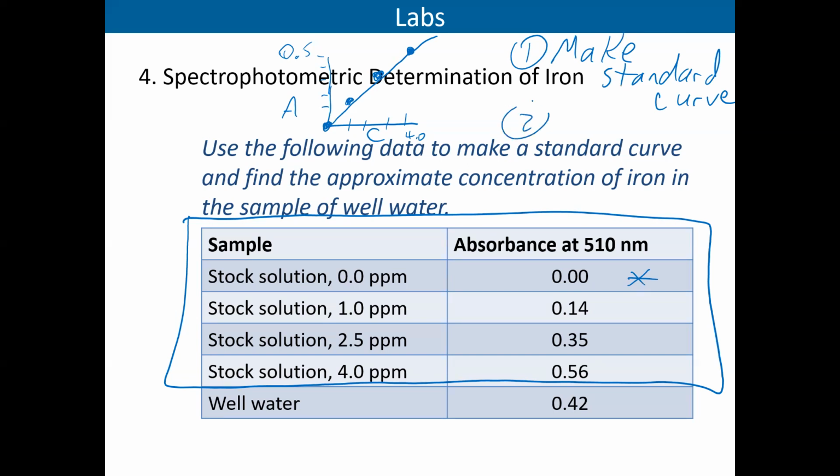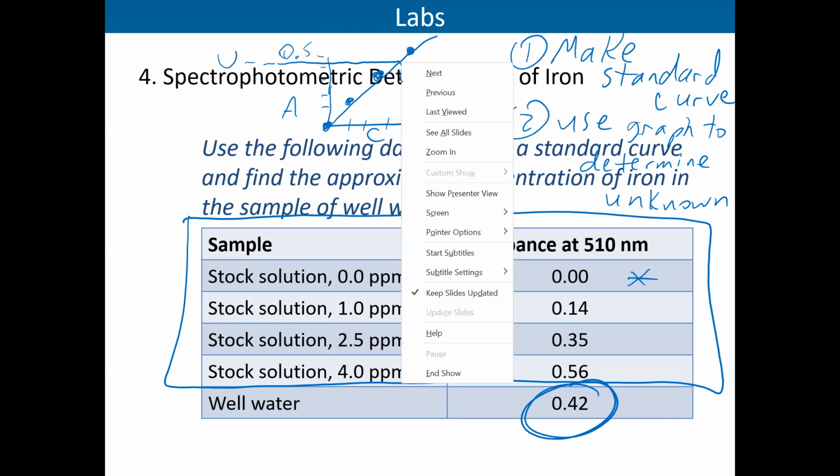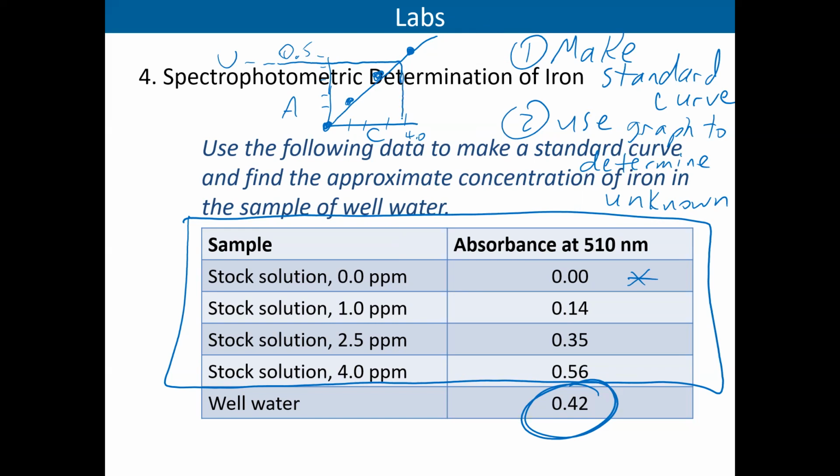And then step 2 is you're going to use the curve. I know it's called a curve, but it's really a straight line. I don't know why we use that term. So use the graph to determine the unknown. My unknown absorbance is 0.42. So on my graph, my unknown is right here somewhere. I'm going to draw a line straight over to my curve and then straight down to my concentration. That's probably not too accurate because I made it really small, but somewhere around 3.7 or something like that. So 3.7 parts per million.